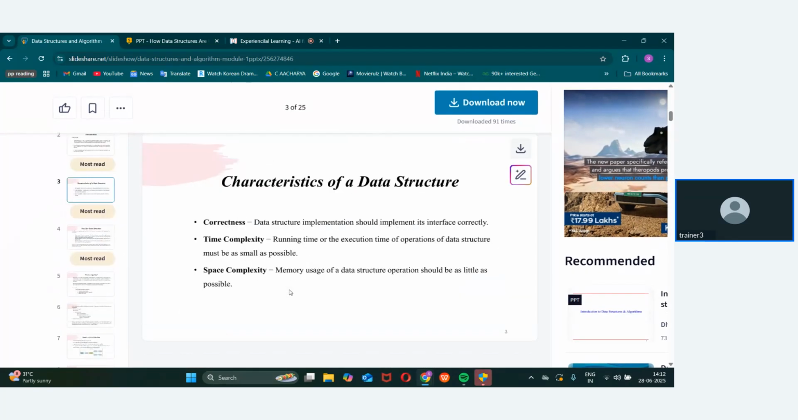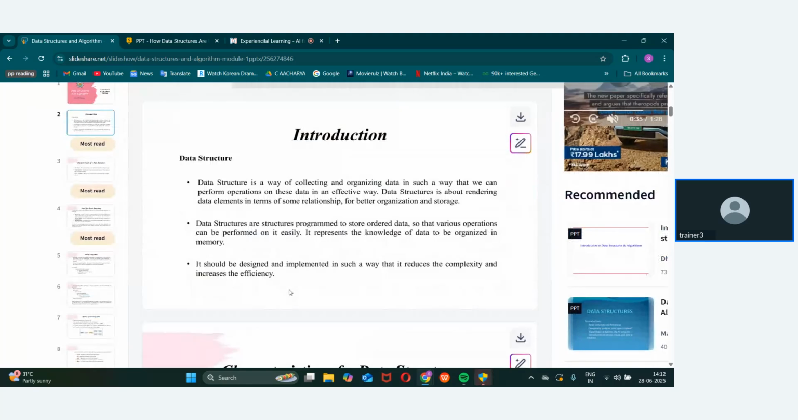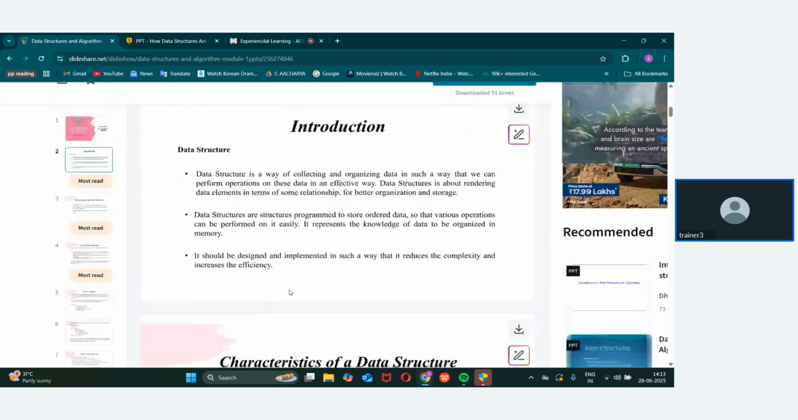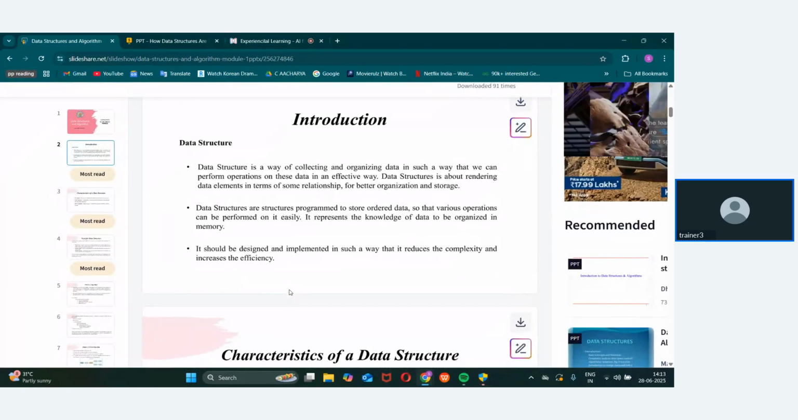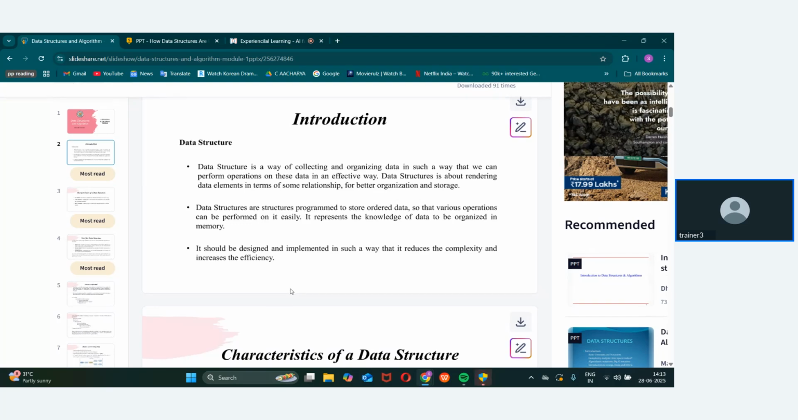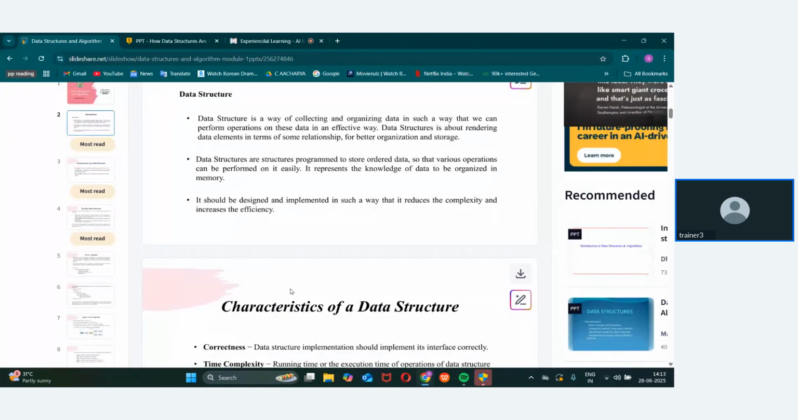We have looked through all of these yesterday: what a data structure is and what an algorithm is. So let me quickly rewind this. What is a data structure? It is a method of collecting and organizing data such that it becomes easy for us to perform any kind of modifications, changes, or operations on that data. So this is nothing but a data structure.